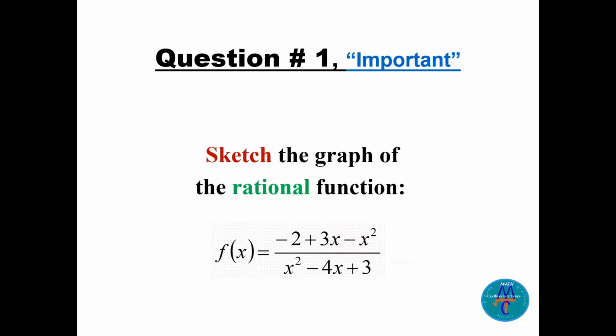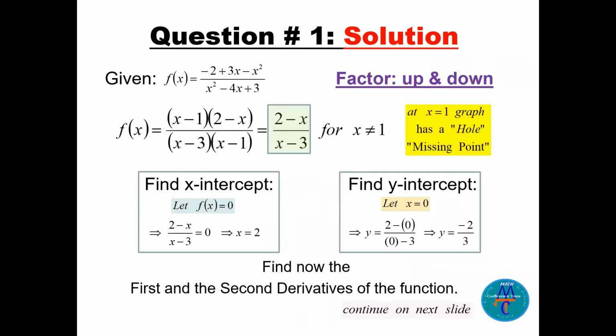Anytime you see a rational function, to graph it, you have to do step number 1, or we can say step number 0. Just before you start, before you do anything, before you find the first derivative, you check something. And then at the end, you check another thing, the last question you ask. What do you check? You factor up and down. Factor the numerator and the denominator.